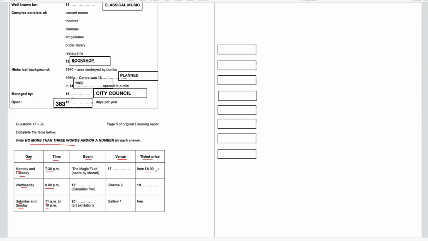And we have a ticket price. £8 is the only ticket price here with number. This one is free. Then we have a Canadian film, art exhibition, The Magic Flute by Mozart, Cinema 2, Gallery 1, and free. Now remember to use this visual aid to your advantage again and make your notes right along here or directly on your table.